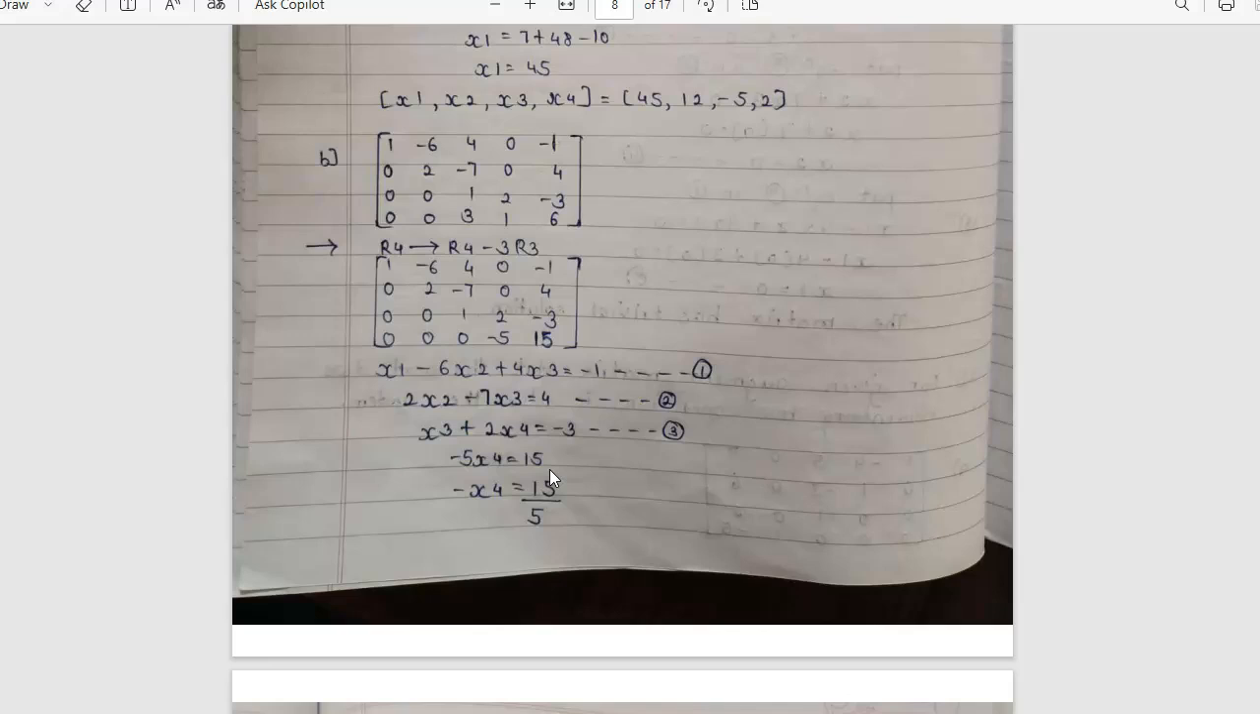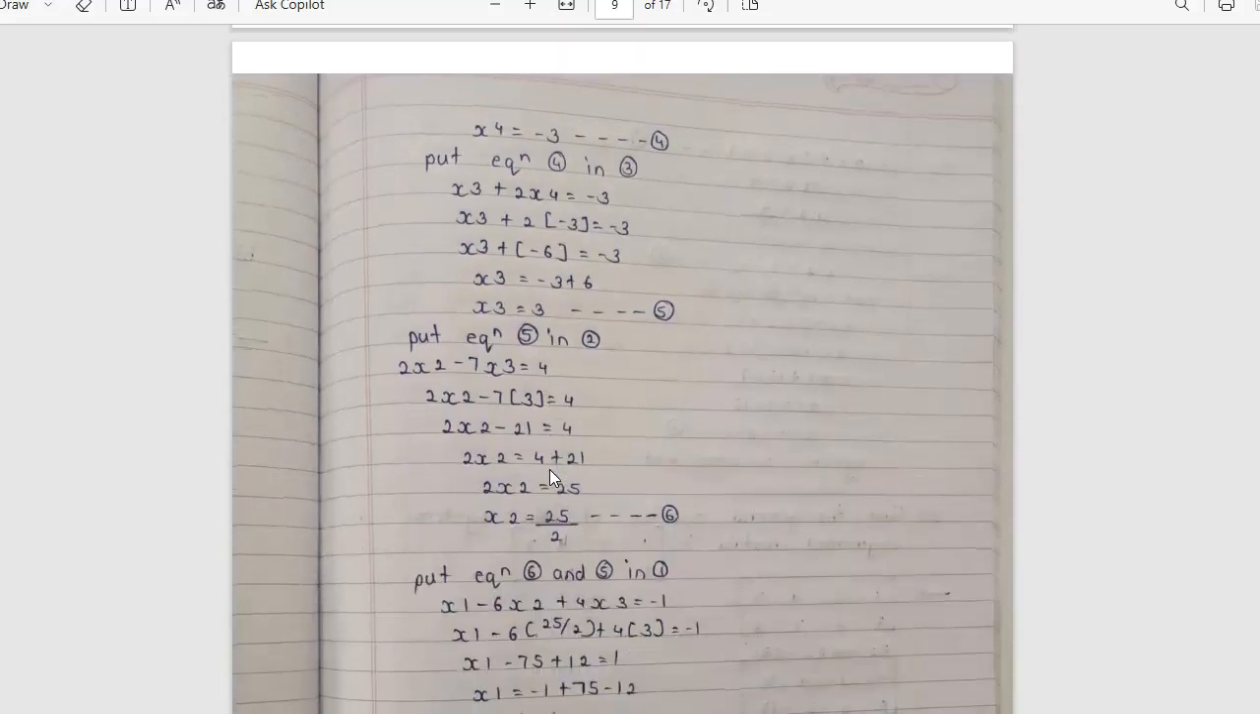So the first equation is x1 minus 6 times x2 plus 4 times x3 equal to minus 1. The second one is 2 times x2 minus 7 x3 equal to 4. Then x3 plus 2 times x4 equal to minus 3. Next, minus 5 times x4 equal to 15. So the value of x4 equals minus 15 divided by 5, that is x4 equal to minus 3.